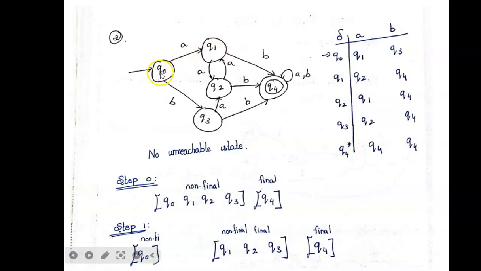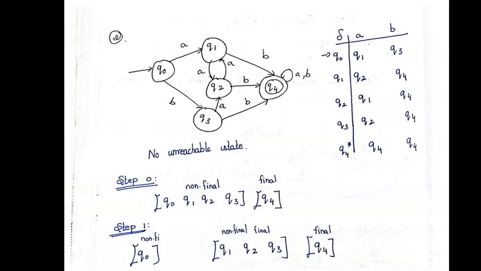So we can see here from Q0, I have a direct path to Q1. And from Q0, I have a direct path to Q3. So both are reachable. And from Q1, I can reach to Q2 and Q4. So these two are also reachable from the start state. So there is no unreachable state. So no need to remove any state.